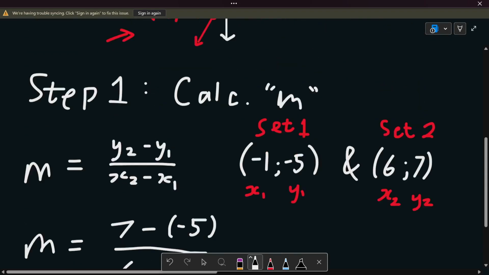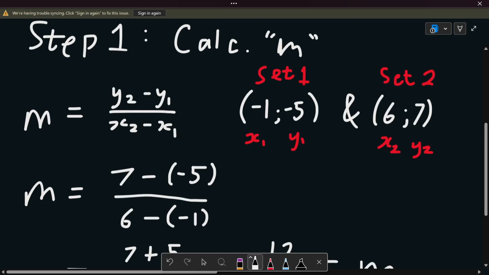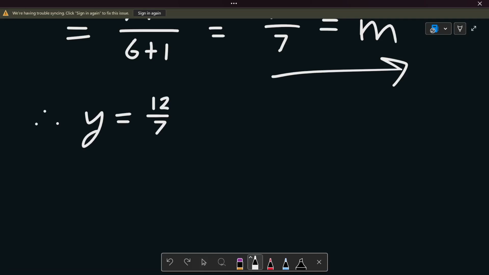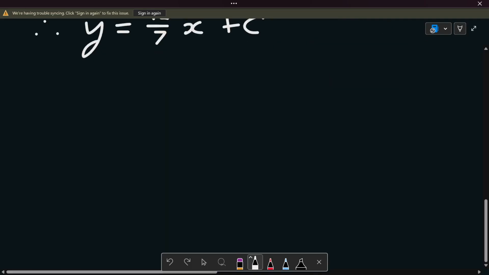So there's our first part of the equation. So we can write that down over here. So therefore, we have y is going to be equal to 12 over 7x plus c. Remember, we still need to find our y-intercept in this case. Now, how do we find our y-intercept? And this is where the second step comes in. So step 2, and it goes as follows.